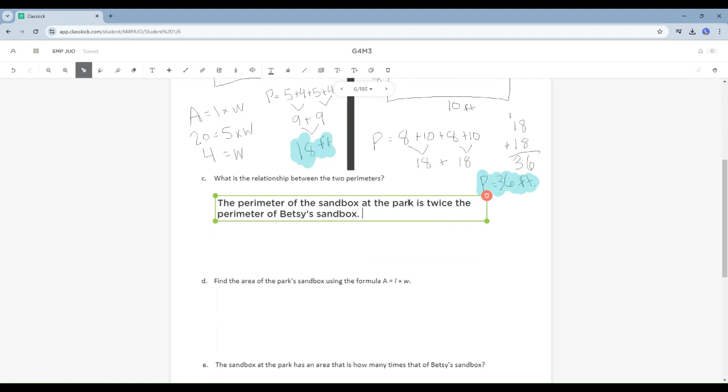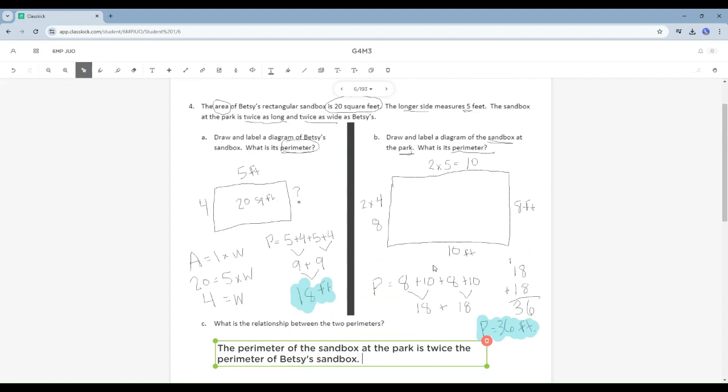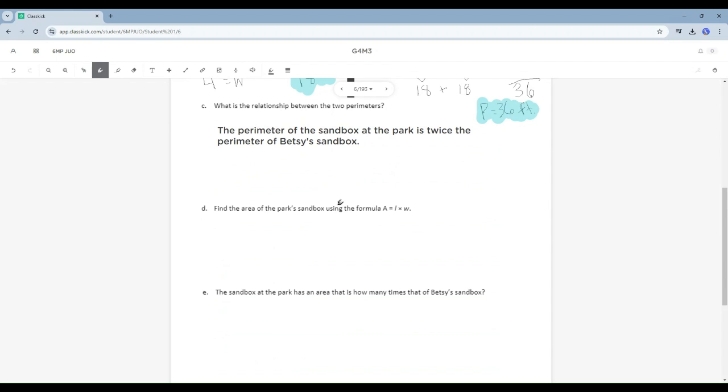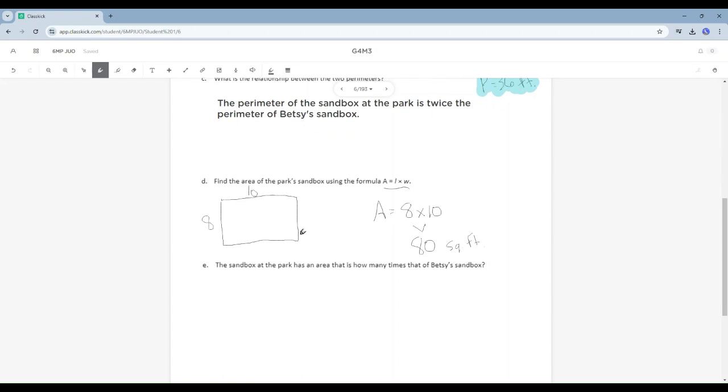Letter D says find the area of the park's sandbox using area is equal to length times width. So we need to find the area of letter B over here. So I'm just going to go ahead and real quick redraw that sandbox. Dimensions are going to stay the same, and area is equal to length times width. So area is equal to 8 times 10, and 8 times 10 is equal to 80 square, and our unit is feet.